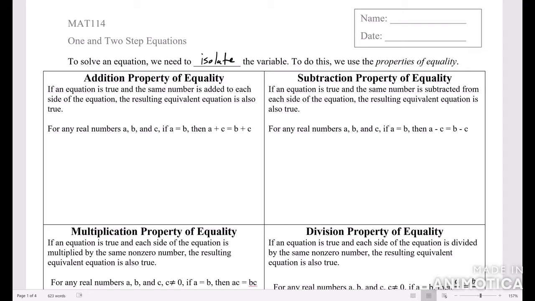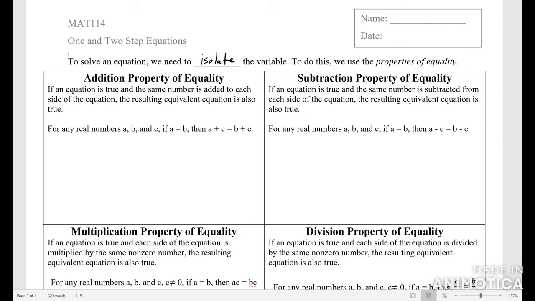And you can see that there are several ones that we're going to talk about. So the first one is the addition property of equality, and that says if an equation is true and the same number is added to each side of the equation, the resulting equivalent equation is also true. Okay, in a more mathy way of saying it, for any real numbers a, b, and c, if a is equal to b, then a plus c equals b plus c.